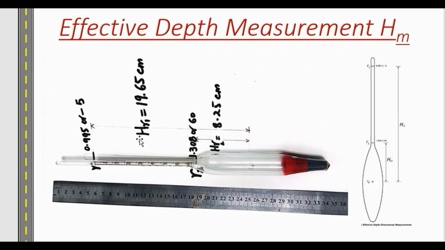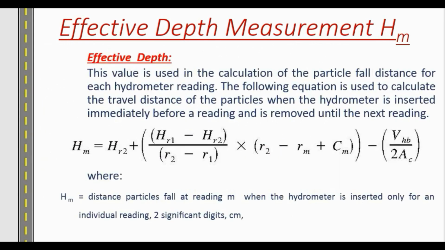We have to measure HR1, that is the distance between the top of the meniscus scale up to the center of the hydrometer bulb. We will measure it using a measuring scale or preferably a vernier caliper, whichever is available to you. Similarly, the distance from the center of the bulb to the stem of the bulb that connects to the hydrometer scale is our HR2. On that basis we will find the effective depth as we discussed here.